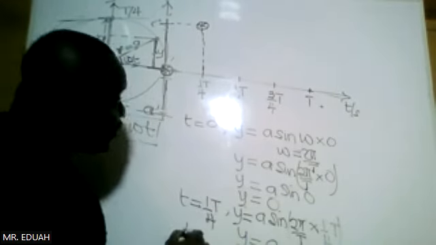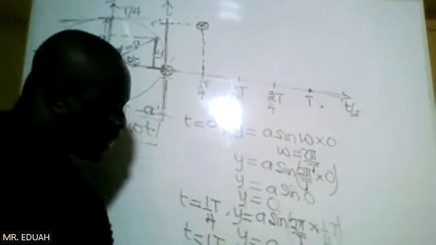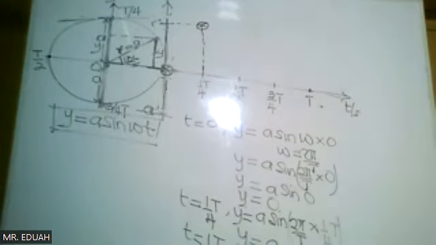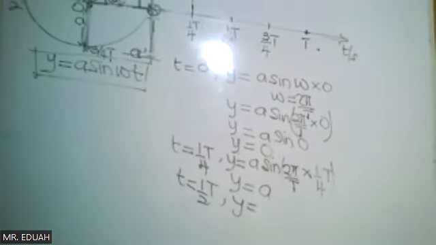Okay, calculate this for me. At t equal to half of T, what is y? Do that and then tell me what y is. At half of the period, what will be the displacement y?